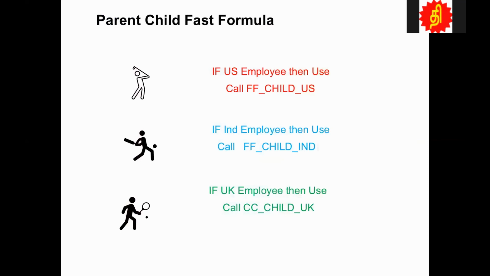One easy way is to use child formulas. In a parent formula, you can call f of child US, f of child India, f of child UK. When you check the employee legislation, if they are a US employee, you call the US child formula, for an Indian employee you call the Indian formula, and for a UK employee you call the UK child formula. That's a better way of working.